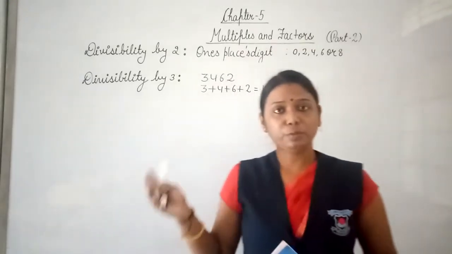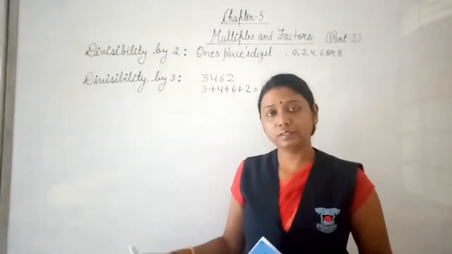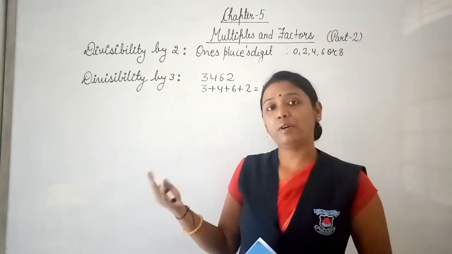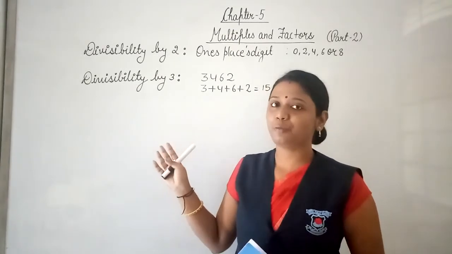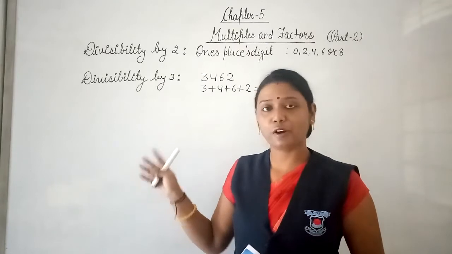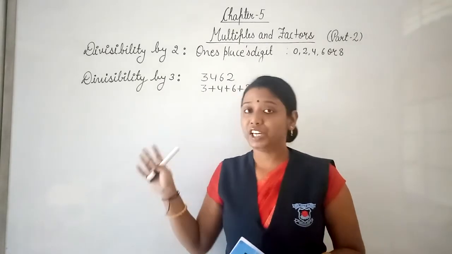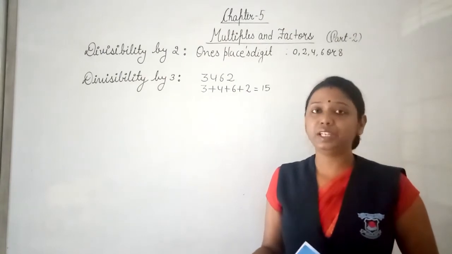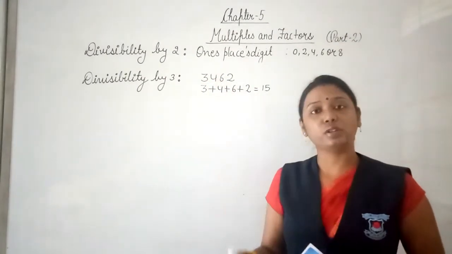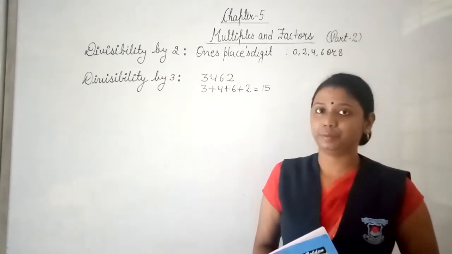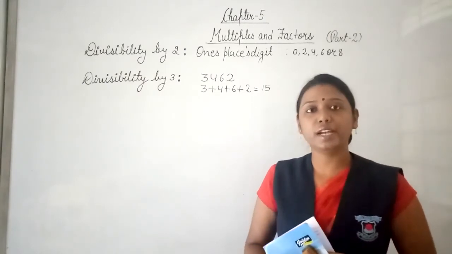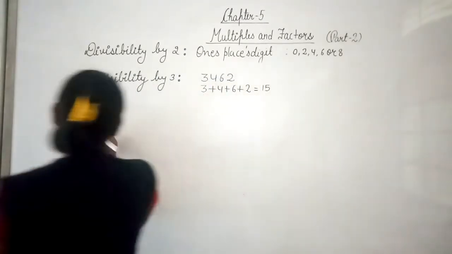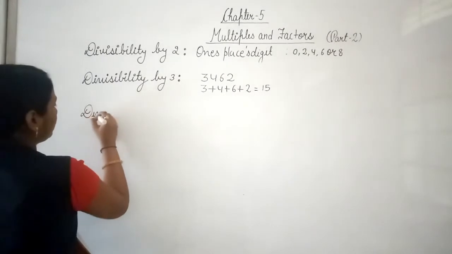So, we need not perform the long division here. Without performing that, we can answer. We just have to add all the digits of the number. If the sum is a multiple of 3 or divisible by 3, then the given number will also be divisible by 3. Let us move on to the next divisibility rule, that is divisibility by 5.